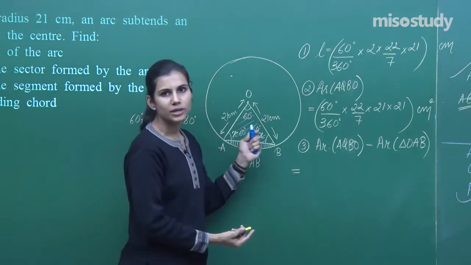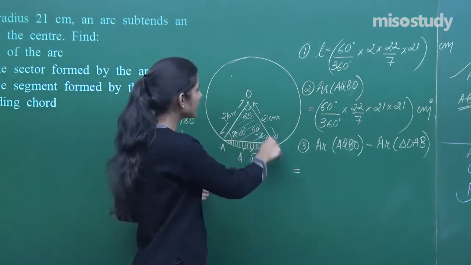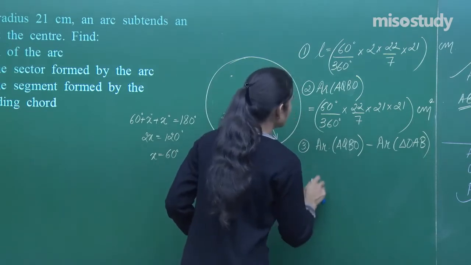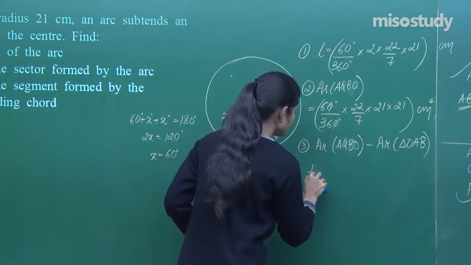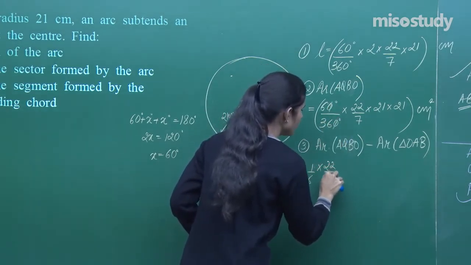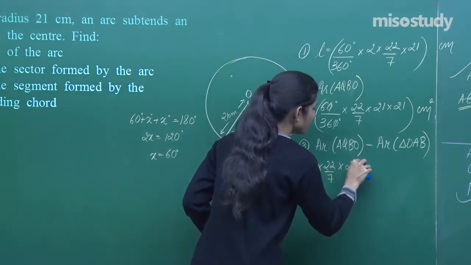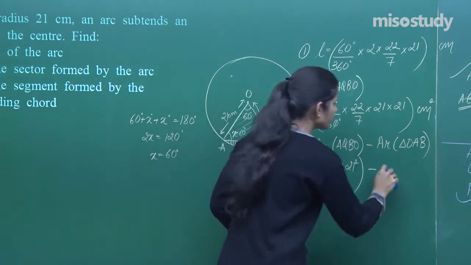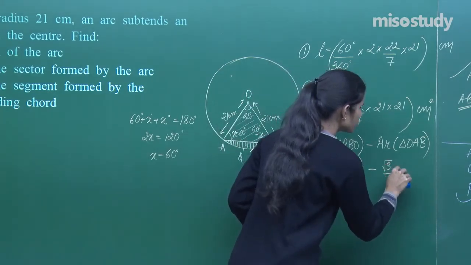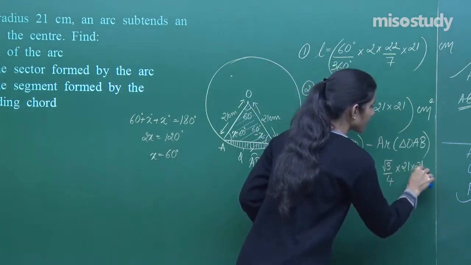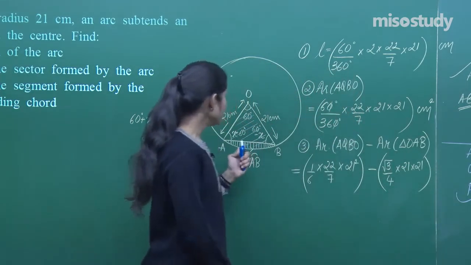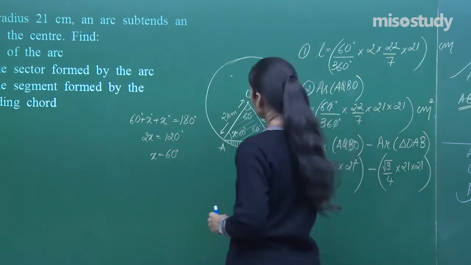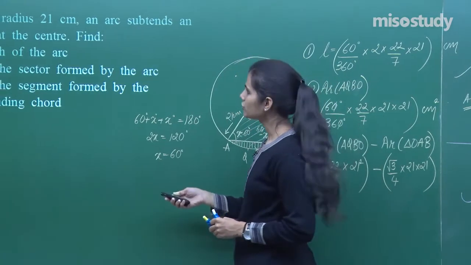That is how you calculate the area of the triangle, and area of the sector you have already calculated in here. So, you will have 1 by 6 into 22 by 7 into 21 square. This is the area of the sector AQBO. From it you remove the area of the triangle which is root 3 by 4 into side square, and you get the area of the segment. Is it clear? You can easily compute this, and that is how you accomplish the solution of this question.